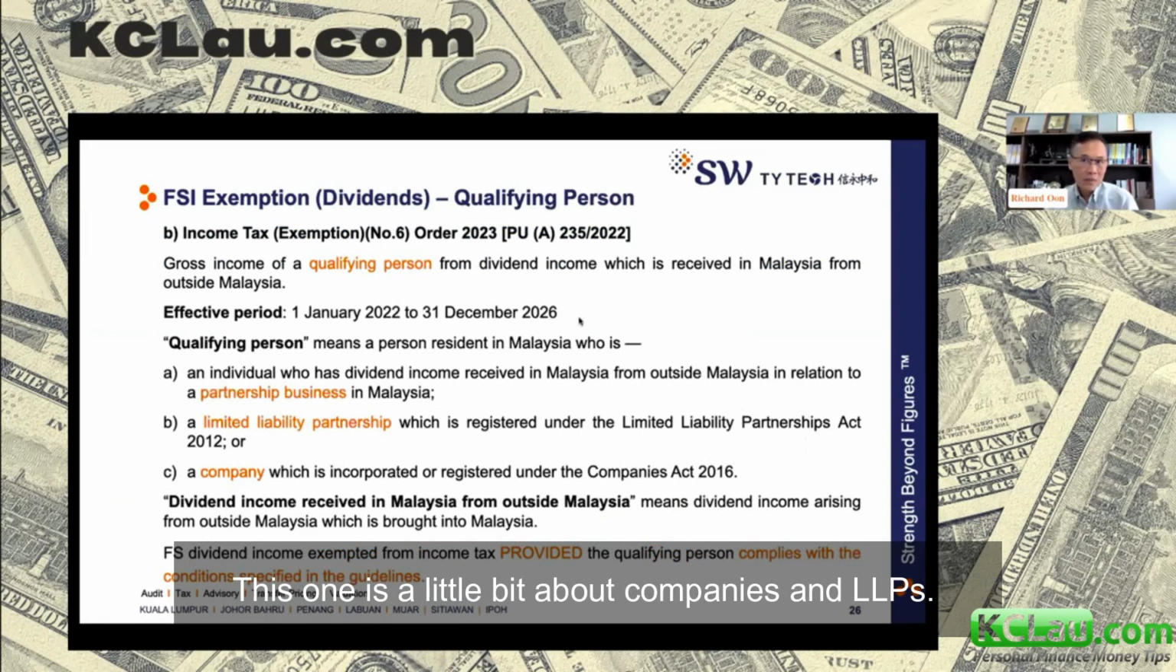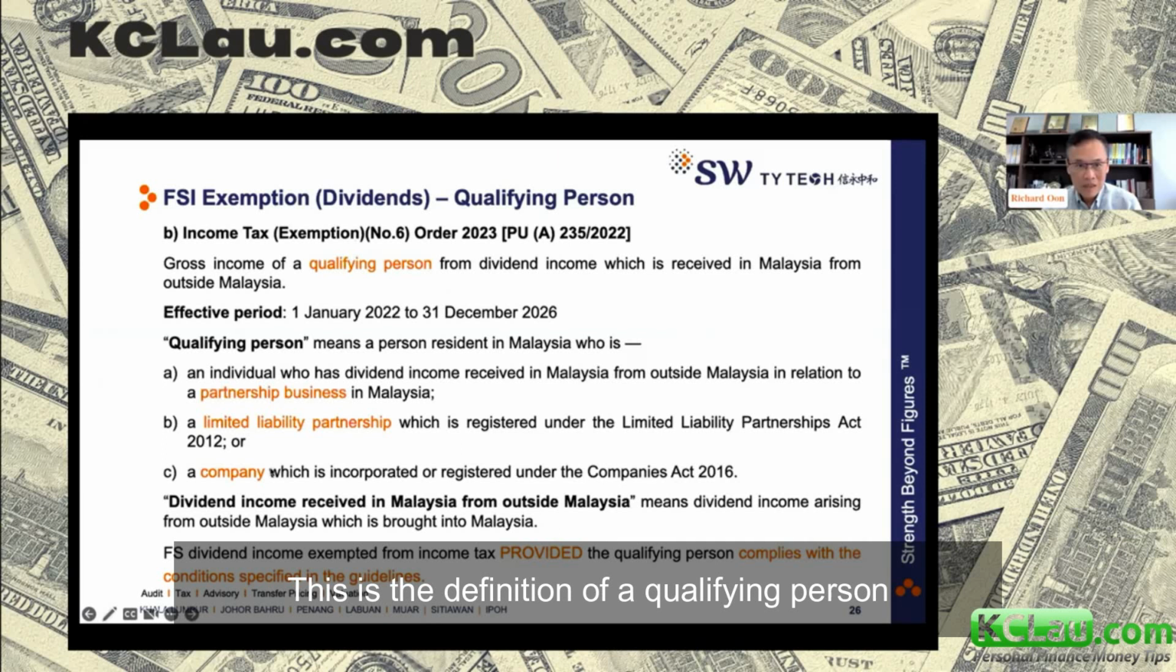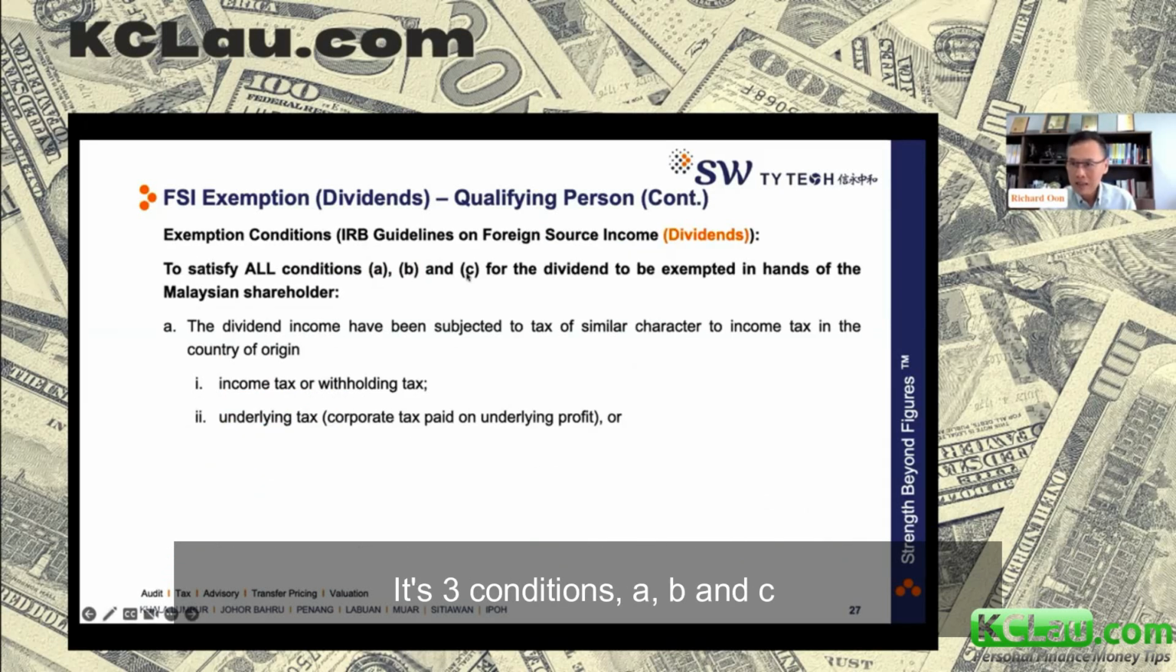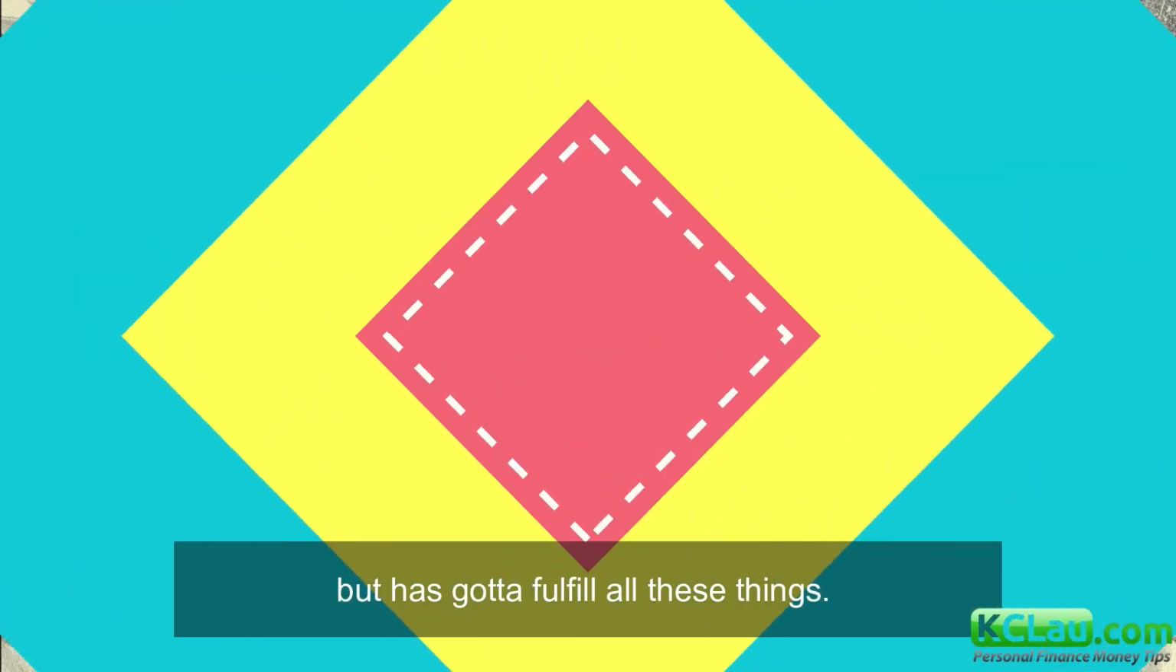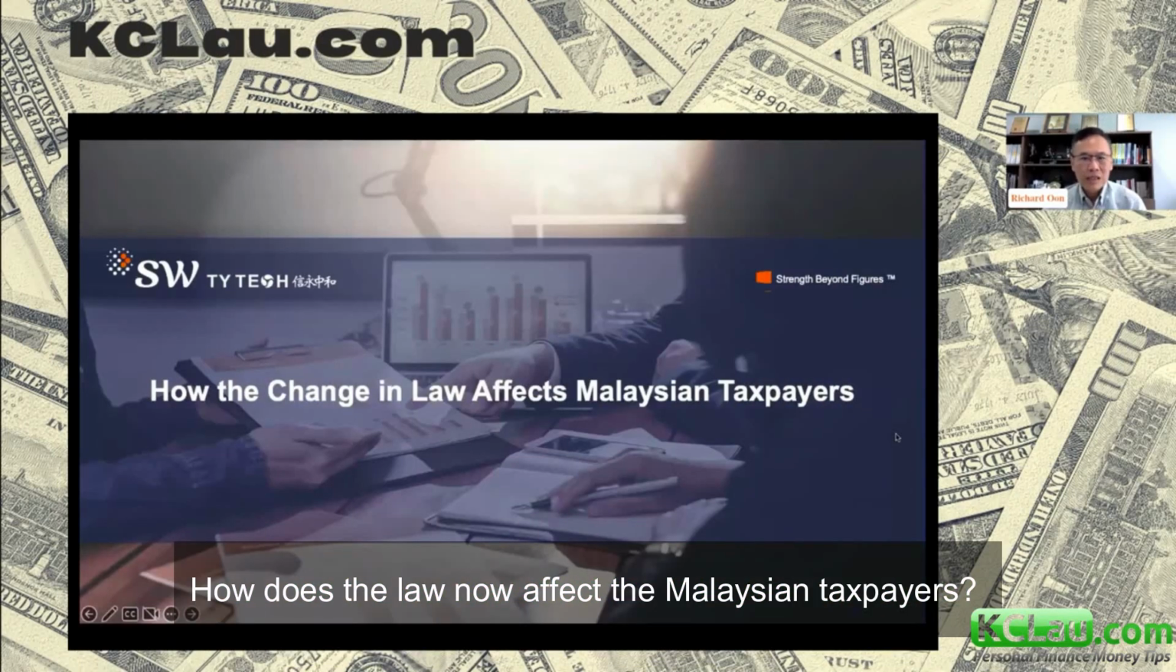Okay, this one is a little bit about companies and LPs, a little bit different. This is your definition of qualified person, and this has everything got to do with dividends only. Very tight kind of conditions for you to fulfill in order for you to be able to say that this is exempted. It's 3 conditions, A, B, and C, all must comply. So as a summary, individuals, all sources exempt, and for this category, dividends only exempted, but has got to fulfill all these things.